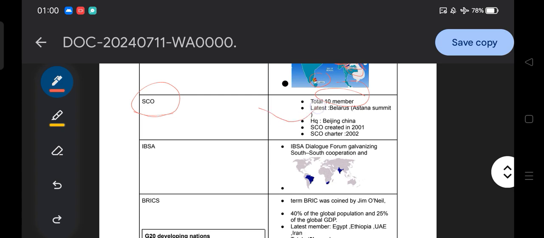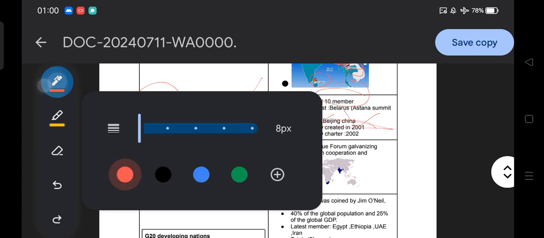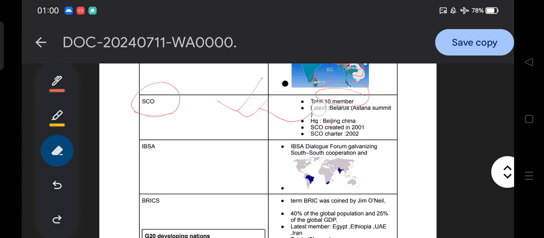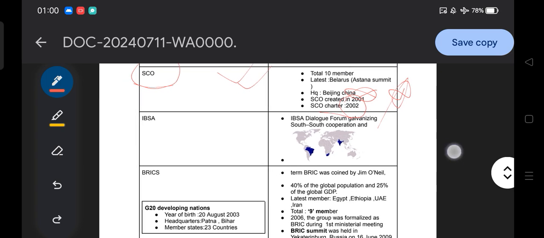Then the headquarters of the SCO is Beijing, China. Most people believe that since it is the Shanghai Cooperation Organization its headquarters might be in Shanghai, but no guys, it's not like that. Your answer is Beijing, China. Then in which year was the SCO created? 2001. Very important everyone. Then the SCO charter was signed in which year? 2002. Very important.